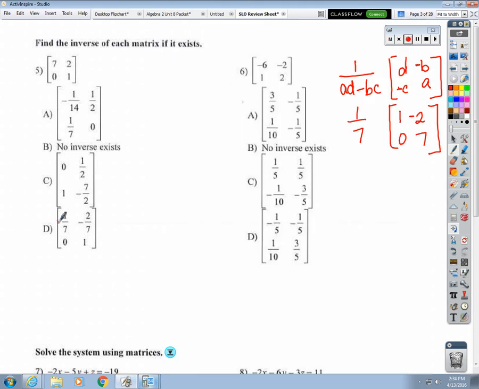Now we end up with this. Well, look, by hand, what's 1/7 times 1? 1/7. What's 1/7 times negative 2? Negative 2/7. What's 1/7 times 0? 0. And what's 1/7 times 7? 1. But by hand takes a little while longer, so you better just remember to type it in and then raise it to the negative 1.